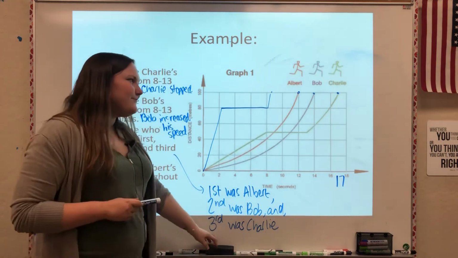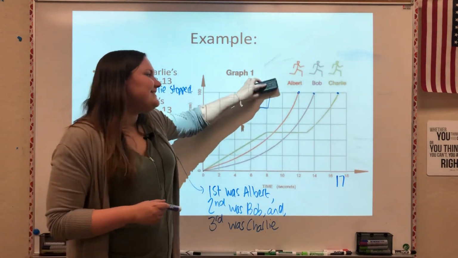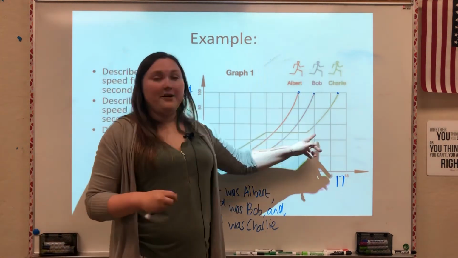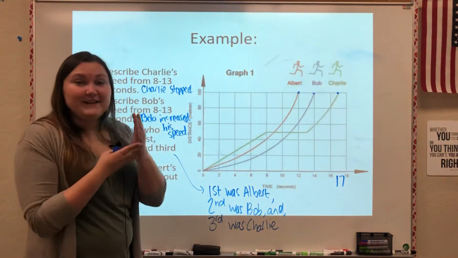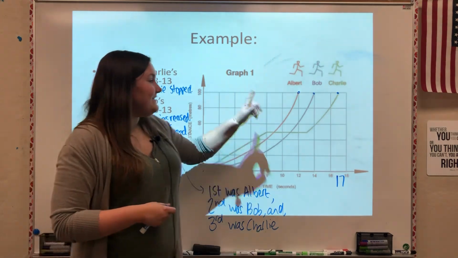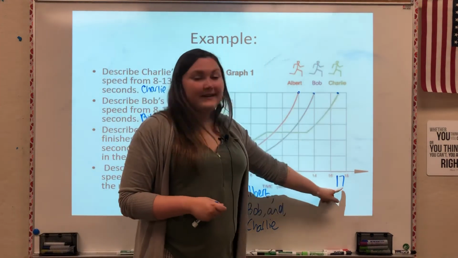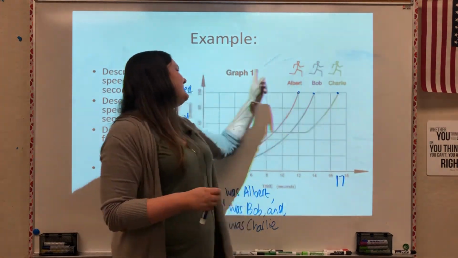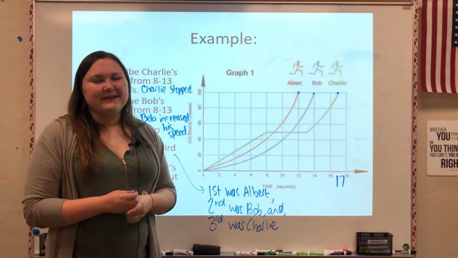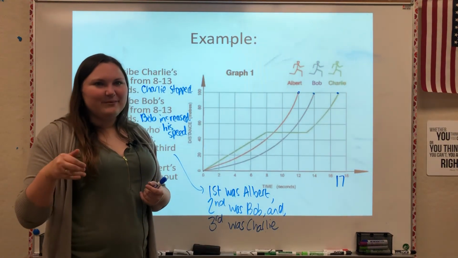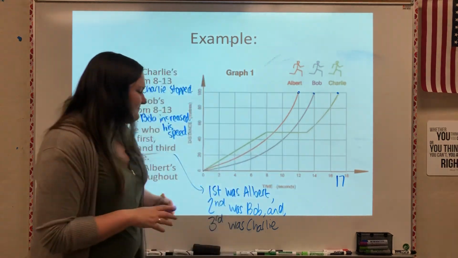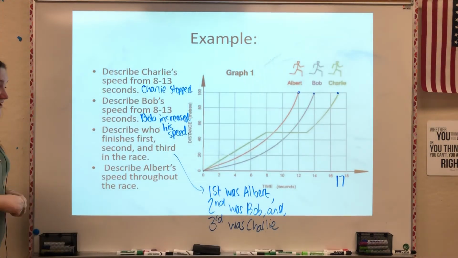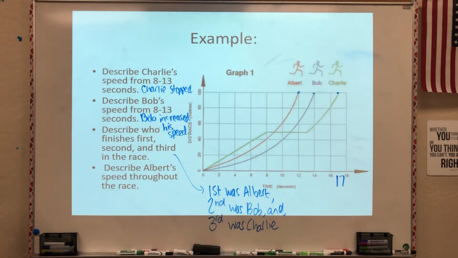So my reason for why Charlie lost isn't going to be because he took a break, although that definitely could be part of it. My reason for why Charlie lost, though, definitively why he lost, is because he took the longest amount of time to get to the end of the race. If I asked you that question, you really want to get at what does it mean to win a race? What does it mean to lose a race? There's one last question. Describe Albert's speed throughout the race.